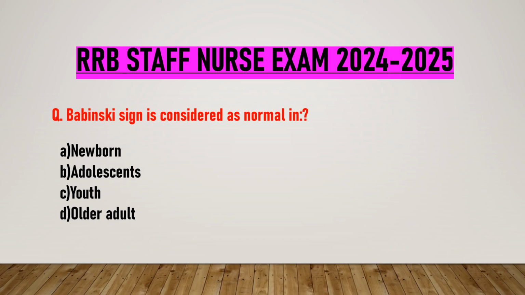Babinski sign is considered as normal in? Options are newborn, adolescents, youth, older adults. So the answer is option A, newborn.